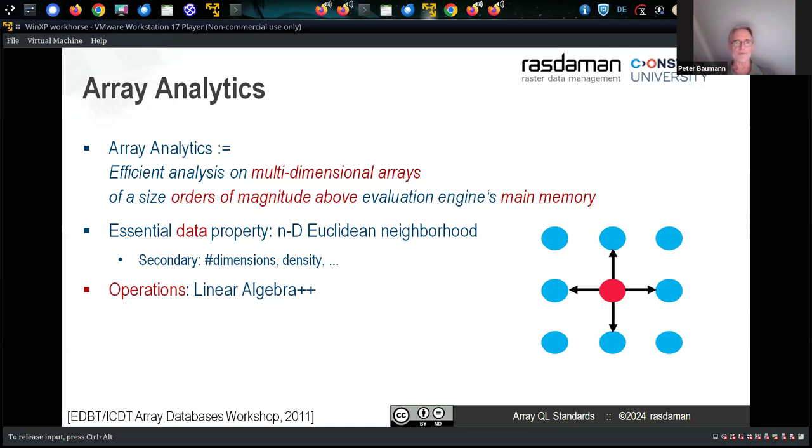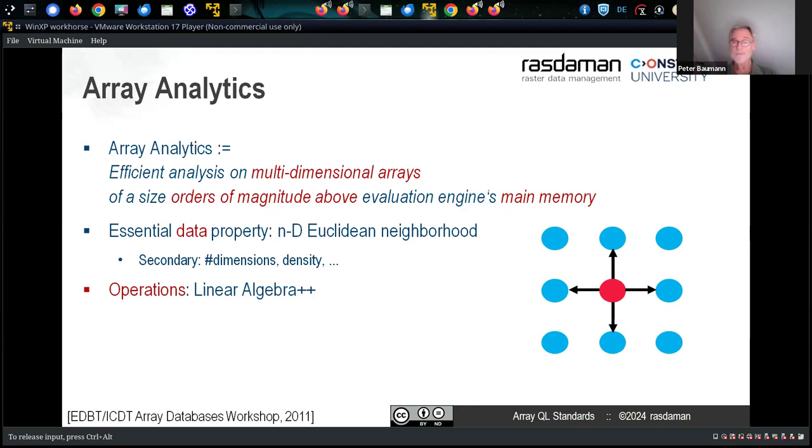And that leads me to the array analytics understanding. We want to do efficient analysis on multi-dimensional arrays, and not on small ones, that is boring, but on those which are orders of magnitude above the evaluation engine's main memory. And as we talk about a server, this is big main memory. So what's interesting is if these don't fit into the large servers that we have. Okay, what's actually essential here?